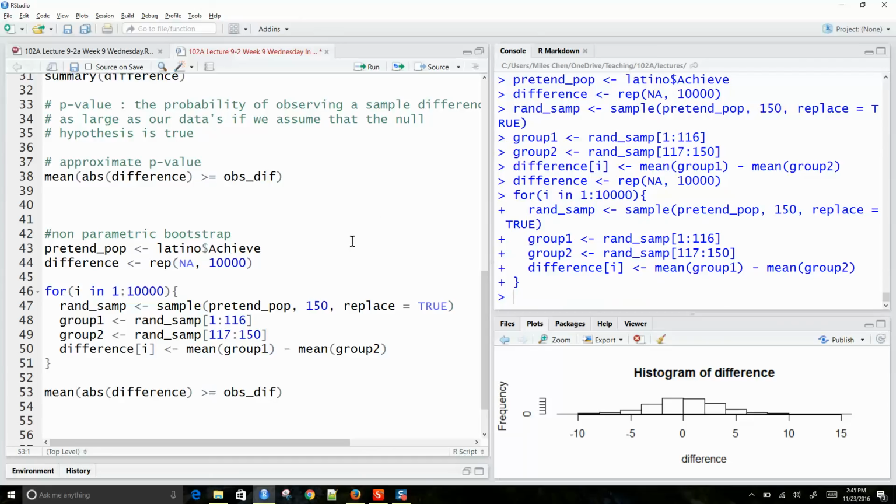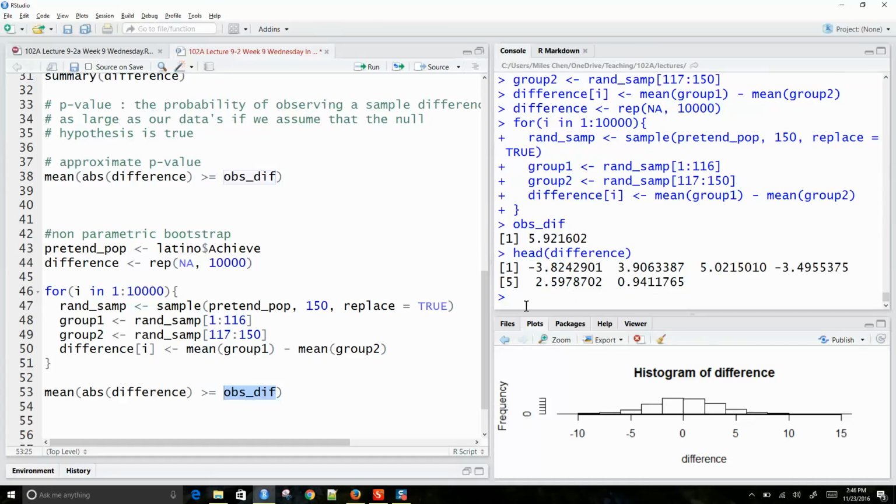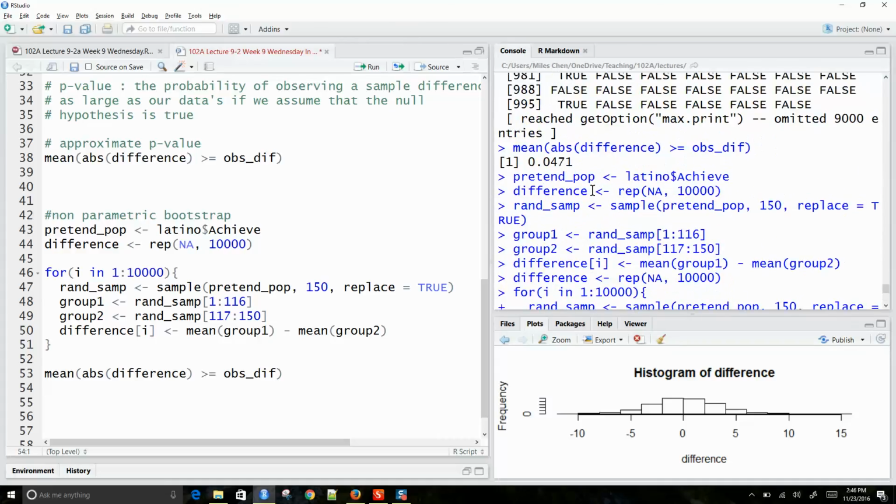Now to get a p-value, we see how many times our difference came out greater than or equal to the observed difference. We have an observed difference of 5.9. Looking at the head of our difference vector, we see differences of negative 3.8, 5.02, and we want to know how often the absolute value of these is greater than or equal to the one that we have. According to our random samples, this happened about 4.3% of the time, a little bit less than 5%, a little lower than what we got from our parametric distribution.